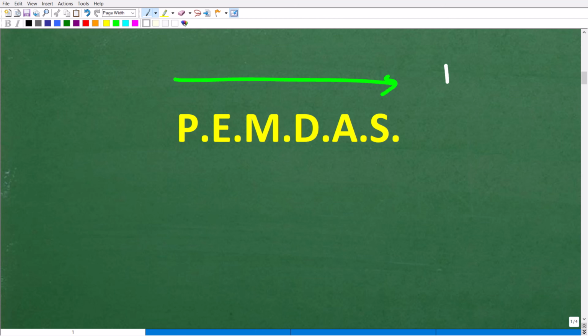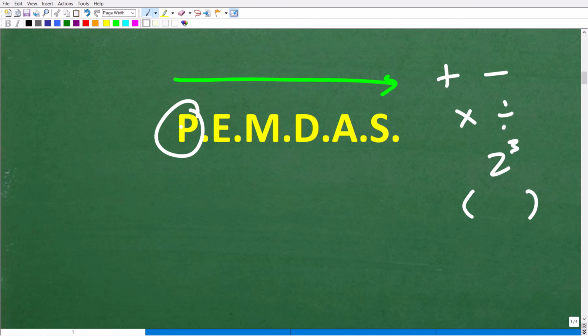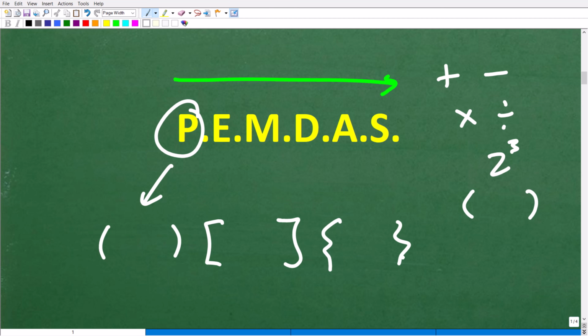So when we have math problems that have addition, subtraction, multiplication, division, powers, parentheses, what do we do first? Well, we have to follow PEMDAS. Okay, so P stands for parentheses. So if you see parentheses in your problem, you're going to start there. Now, it's not just these type of parentheses. It could be these type of parentheses, or brackets actually, or these type of squiggly parentheses. These are called grouping symbols.